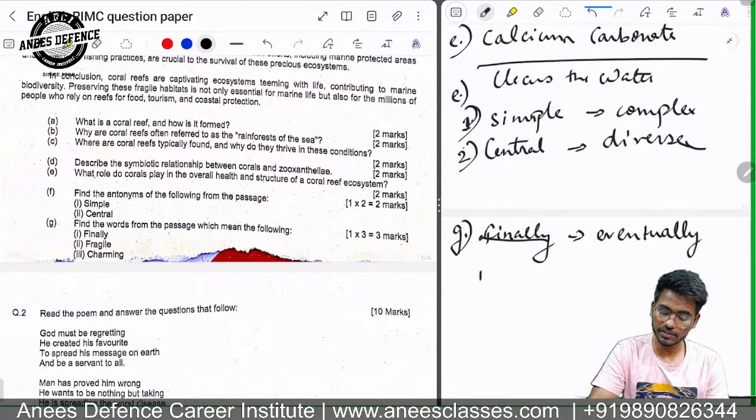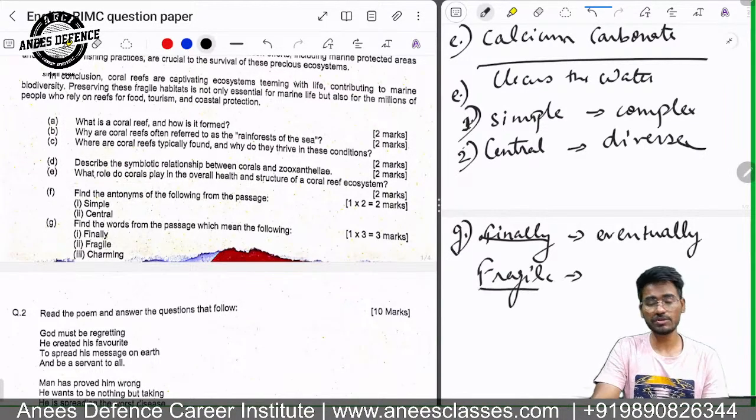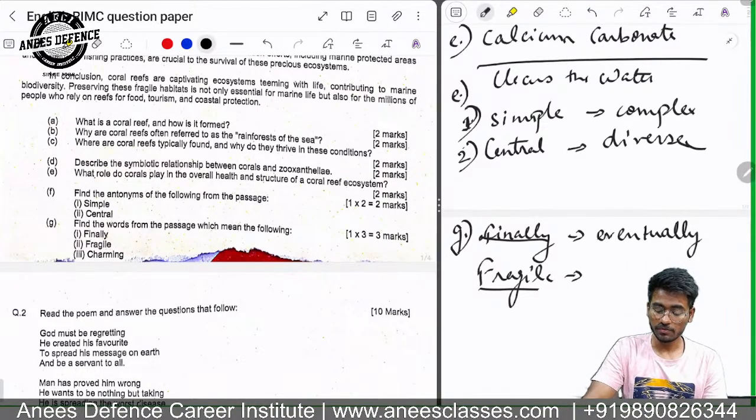The second is fragile. Fragile means what? Fragile means कोई भी चीज मतलब जो बहुत नाजुक है. Okay, very delicate. Okay, so here the meaning of fragile is nothing but you can write vibrant or delicate also.